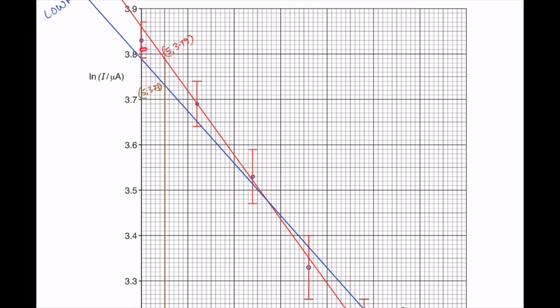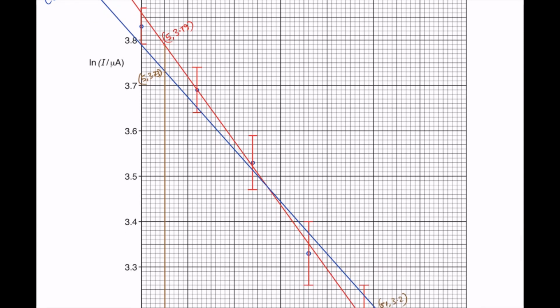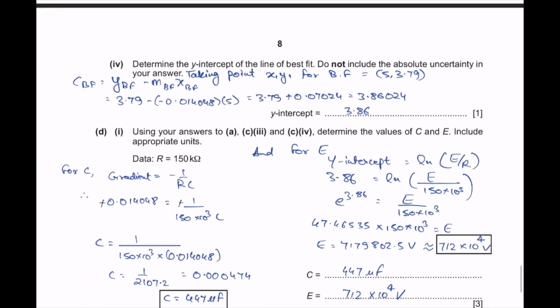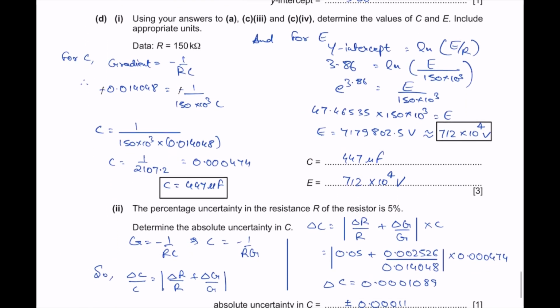This is 3.81, 82, 83, 84, 85, 86. So this is 3.86, that is my y-intercept. So this is perfectly correct for my readings.